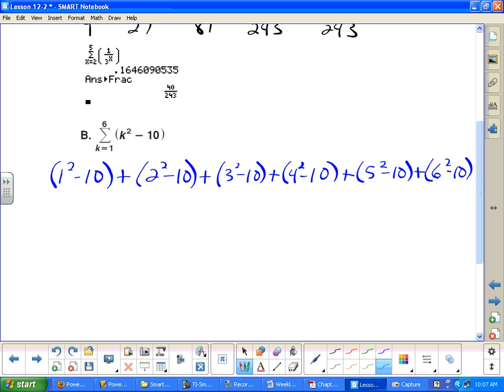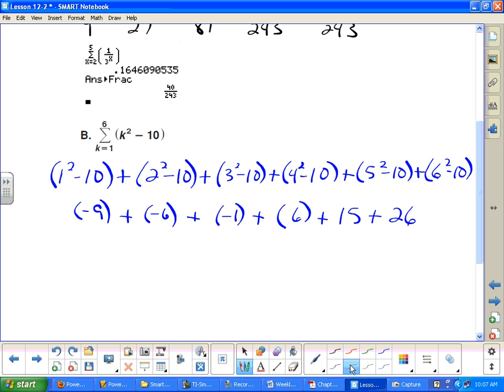So this would be 1 minus 10 is negative 9 plus 4 minus 10 is negative 6 plus 9 minus 10 is negative 1. 16 minus 10 is 6. 25 minus 10 is 15. And 36 minus 10 is 26. Okay. So now, this is really easy to add. All right? It really is.